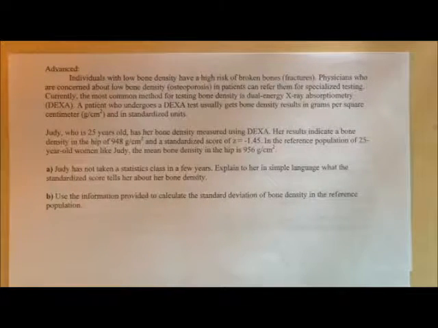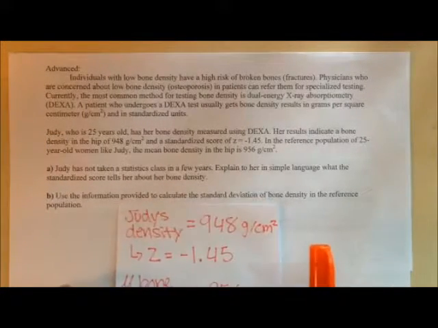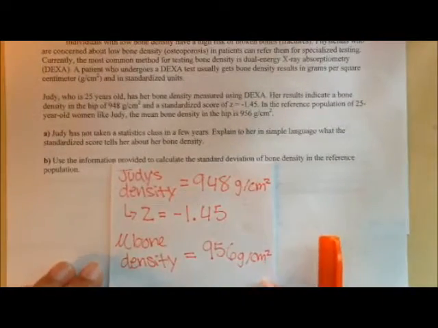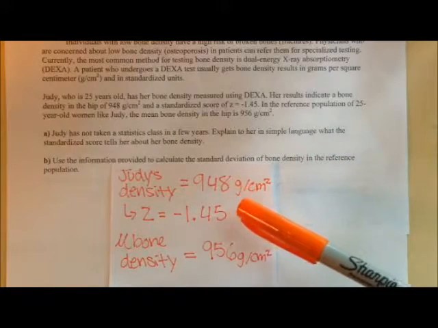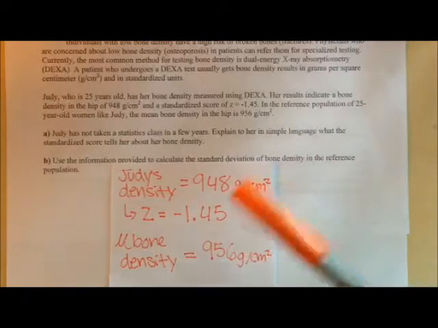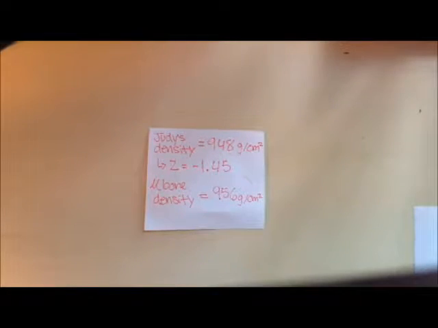per centimeter squared. Just like with any word problem, the most important thing is to pick out what's most important. So the first paragraph doesn't really give us any information, but gives us more of a context of where the question's coming from. What's important is all located in the second paragraph. So I went ahead and pulled it out so you could see it on the sheet right here. I labeled Judy's bone density of the hip to be 948 grams per centimeter squared. Her Z-score is -1.45, and then the mean bone density to be 956 grams per centimeter squared. Knowing all of this information, we should be more than ready to move on to Part A.